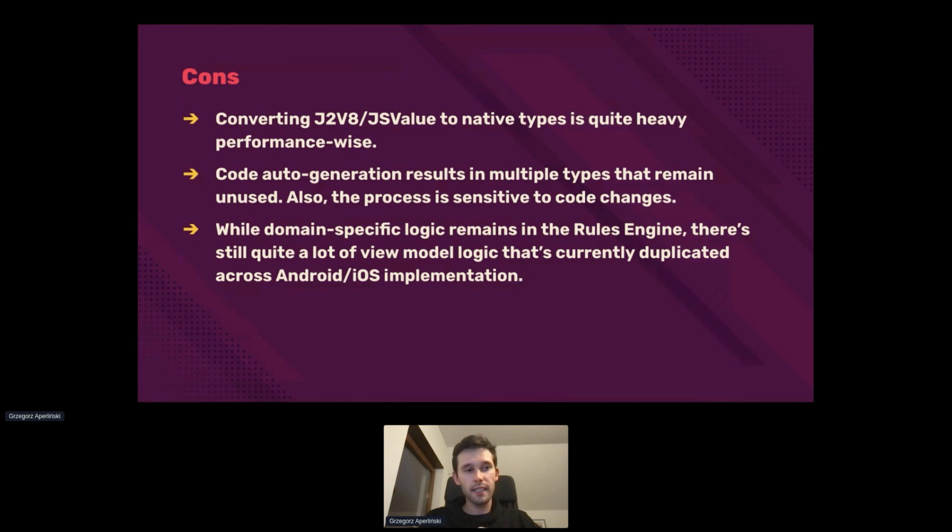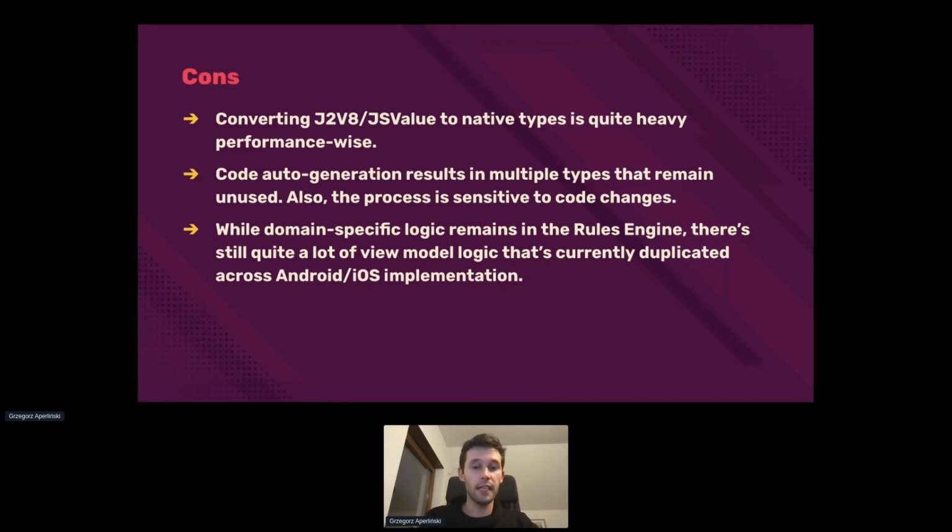And one last thing that we found out on the way is that while the rules engine handles a lot of domain-specific logic, there's still quite a lot of, let's say, view model logic that's not handled in the rules engine, but is handled on the web client. So we actually needed to duplicate some logic to get the raw data that we get from the rules engine ready for display in either of the apps.